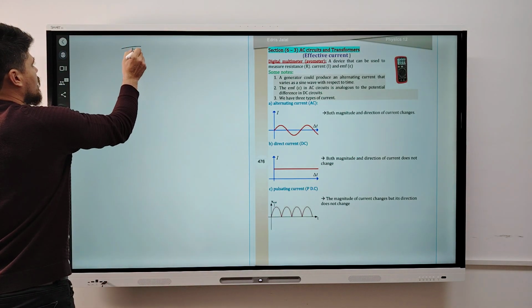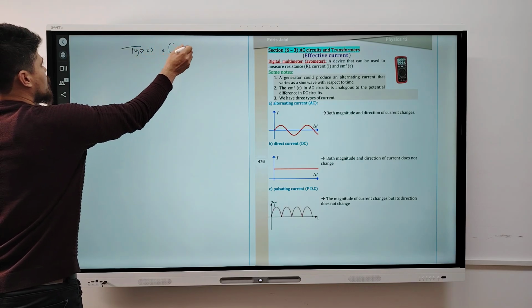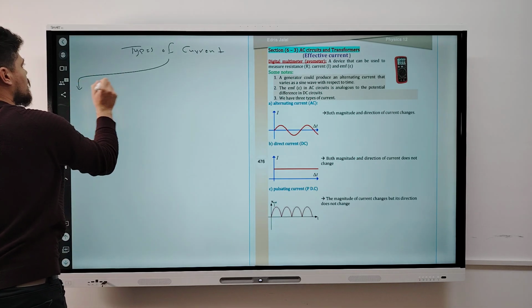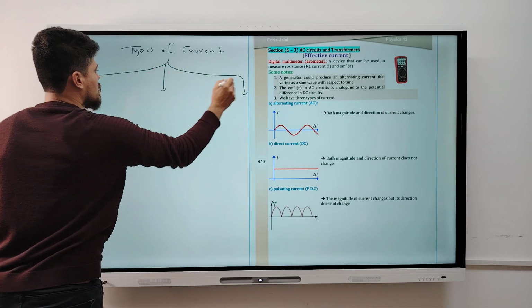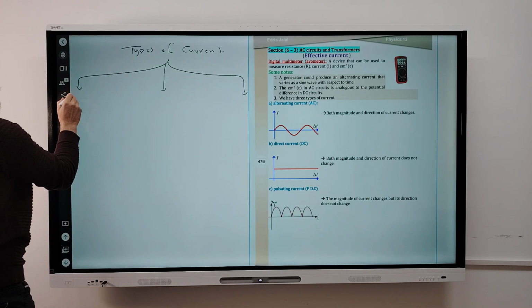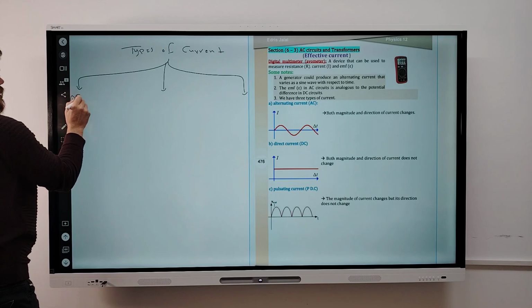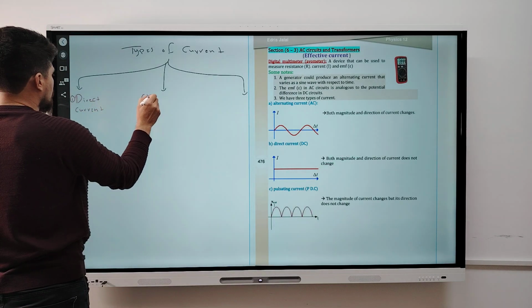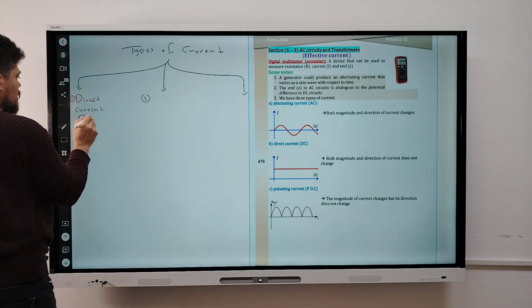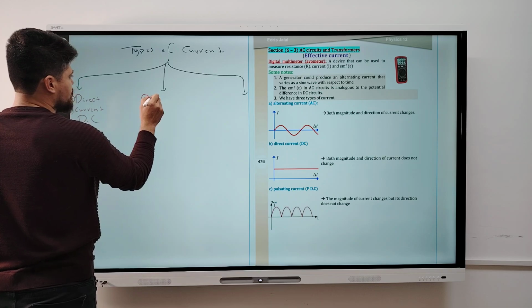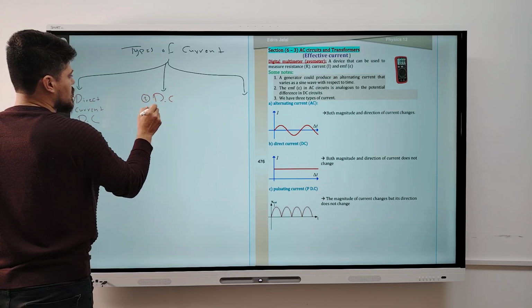The first type is direct current, DC, like a DC battery. The second one is DC pulsating current.